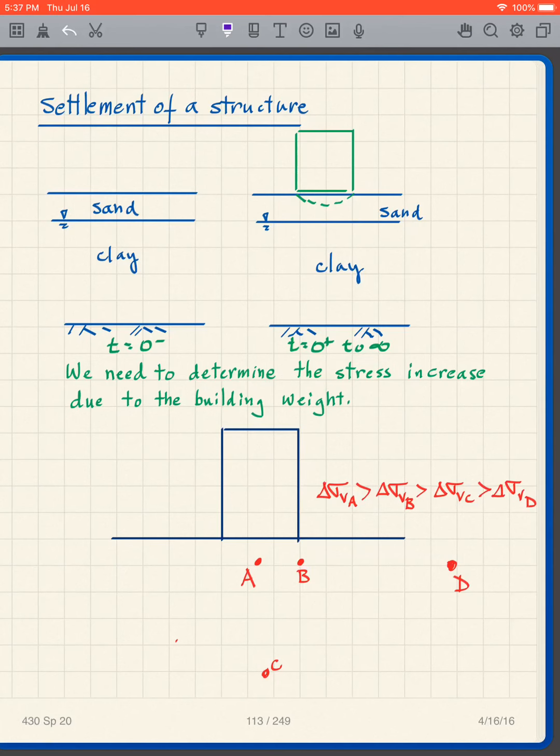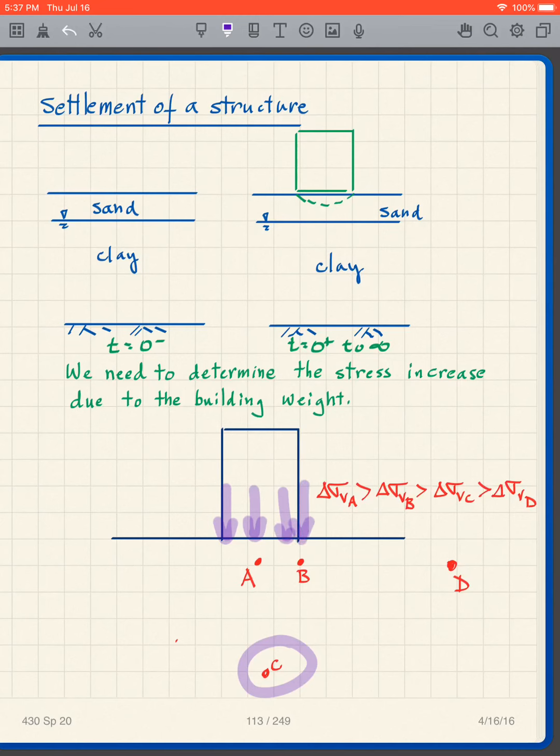Let's take a look at point D over here, because that's the easiest one to see. The building weight is here, so I'm applying my load over here, and point D is way off to the side. I think you can imagine that point D will not feel much stress due to the weight of that building. Why? Because it's so far away. It's off to the side. Similarly, we're looking at point C. Well, the weight of the building is here.